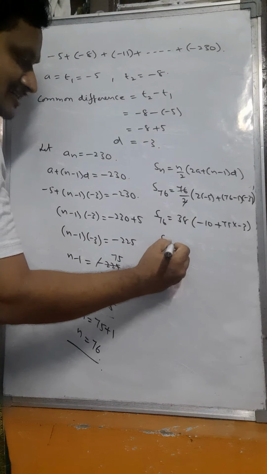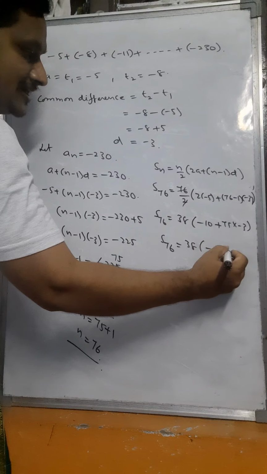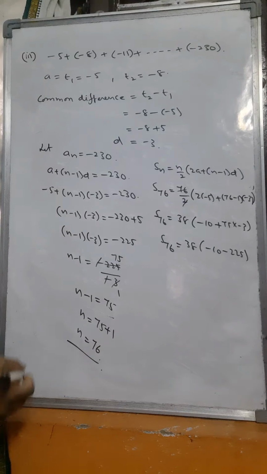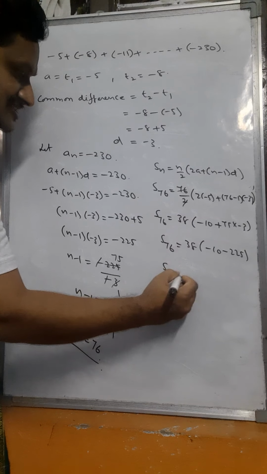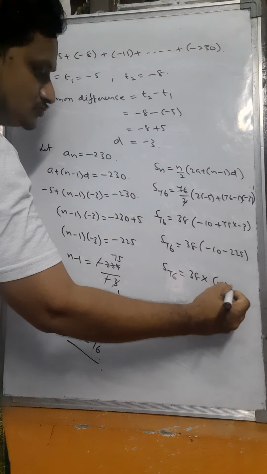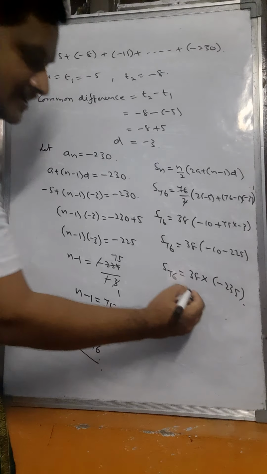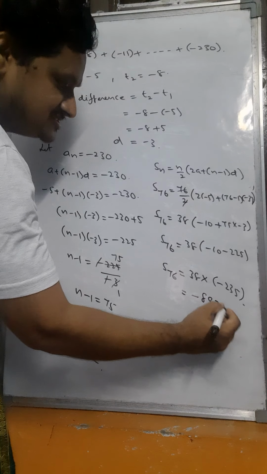That is S76 is equal to 38 into minus 10 minus 225. That is equal to S76 is equal to 38 into minus 235, minus 8930.